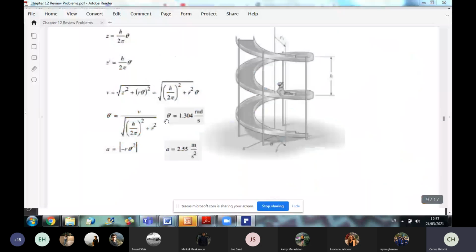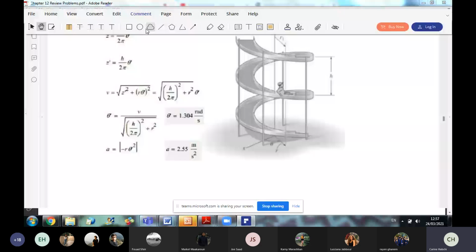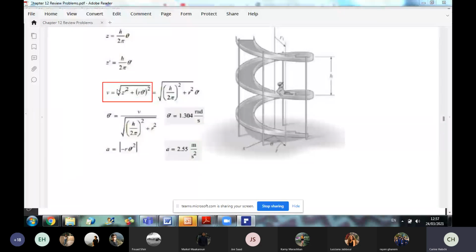So for velocity, as we said, we did a radical of z prime square plus r theta dot square. Okay, and both have in common theta dot. This is why we have taken theta dot outside the radical. So in this case, we can get theta dot as a function of the parameters given, which are the velocity, the value of r and h, all are given. So I get theta dot.